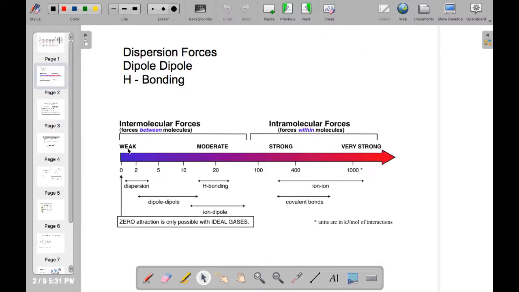Let's go look at our chart. By the way, this is in kilojoules per mole, which is sort of how much energy you need to break these apart. We say that dipole is about 5 to 10 kilojoules per mole. Units are in kilojoules per mole. Okay, now let's go to something called hydrogen bonding.